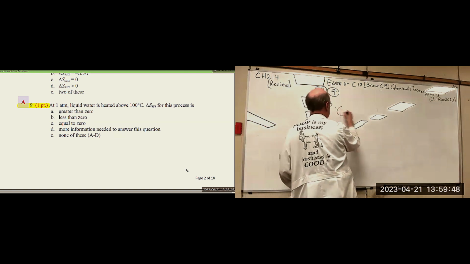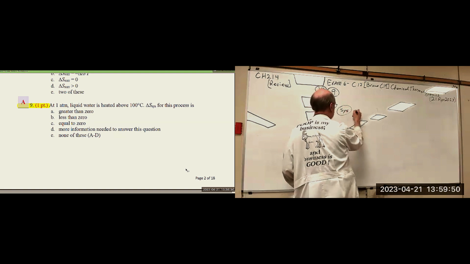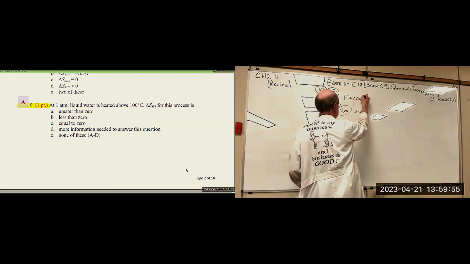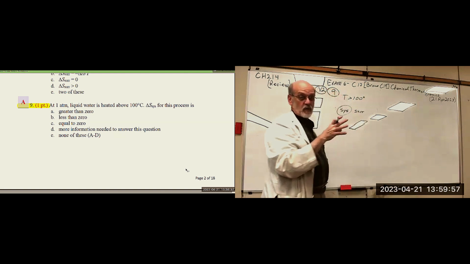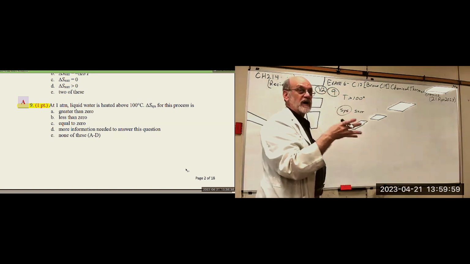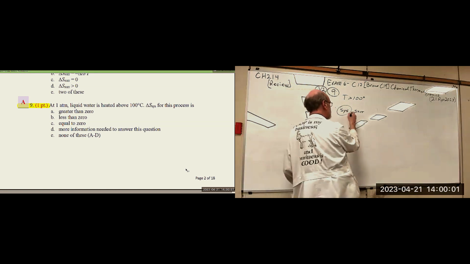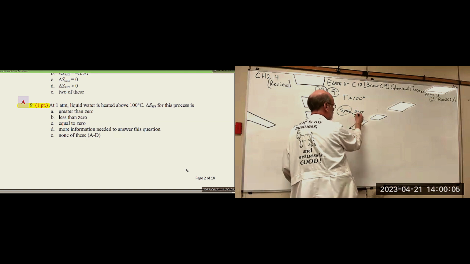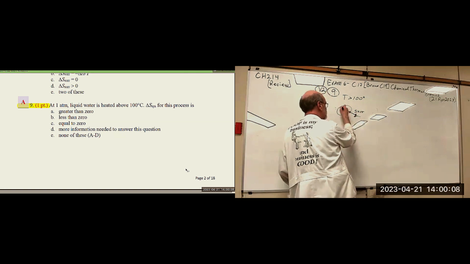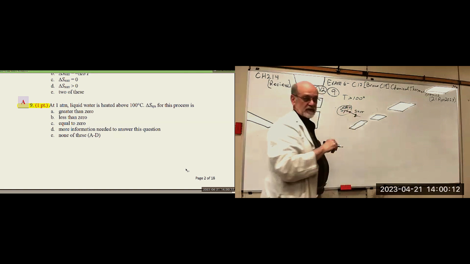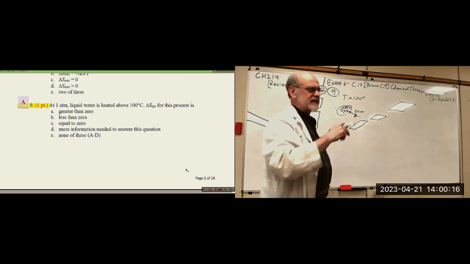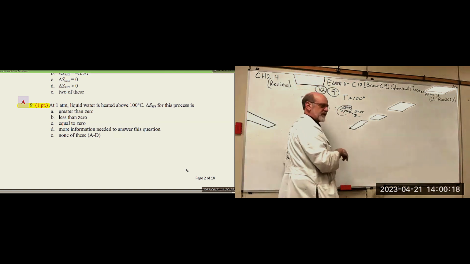So if we've got our system, surroundings, and the temperature is greater than 100 degrees, right? We're not at the boiling point anymore at 1 atmosphere. We're above. So if we're above, that means we've got to transfer heat in from the surroundings, and we increase entropy here. So that's going to be greater than 0. This is the energy entropy concept.